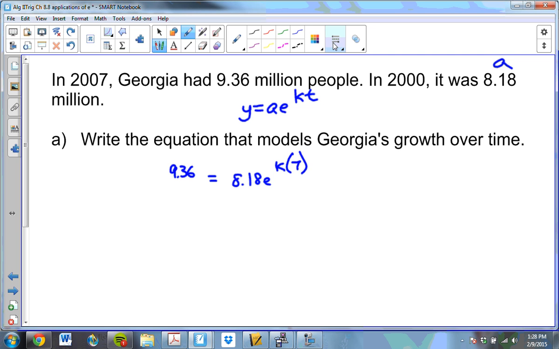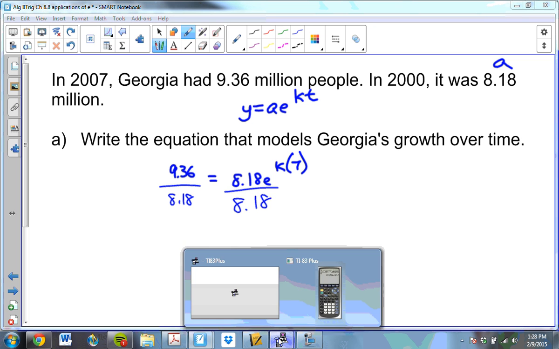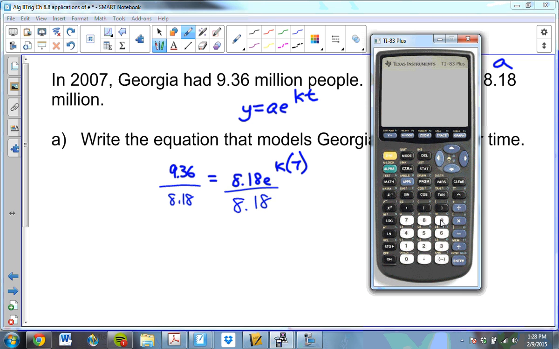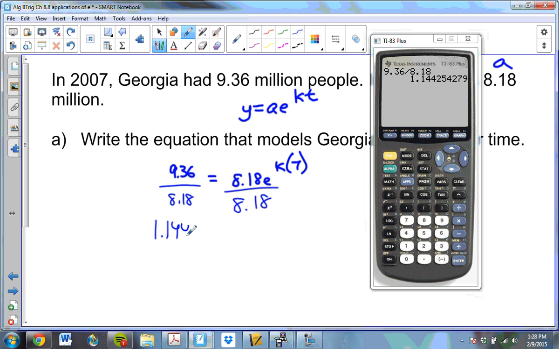I'll take them smaller now. So I divide both sides by 8.18. And I get whatever that is. Really? Come on, Grant. Better than that. 1.144. We want to put down a lot of decimals for these numbers because they matter. In fact, I'm going to go here, I think. I'll just call it 7k now, e to the 7k.